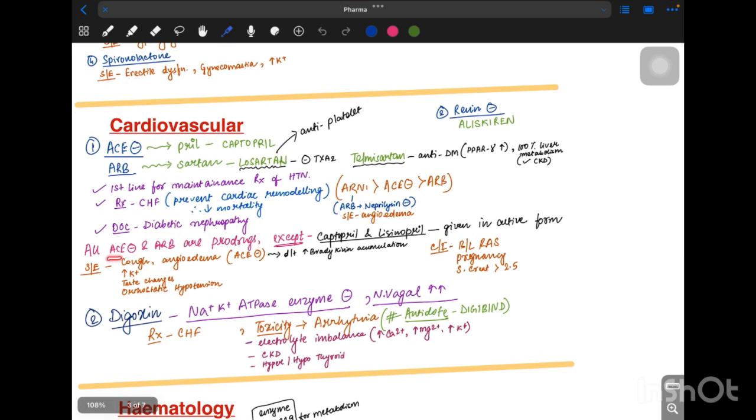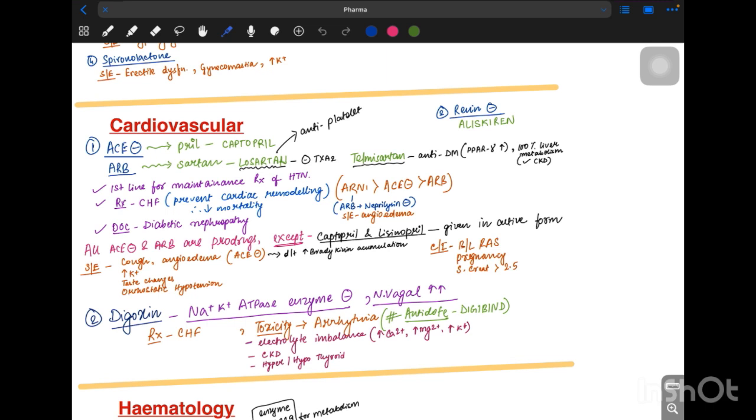Now, all ACE inhibitors and ARBs are prodrugs except captopril and lisinopril. So, captopril and lisinopril are not prodrugs, they are given in active form. What are the side effects of ACE inhibitors and angiotensin receptor blockers? The side effects are cough and angioedema. It is mainly in ACE inhibitors, not seen in ARBs.